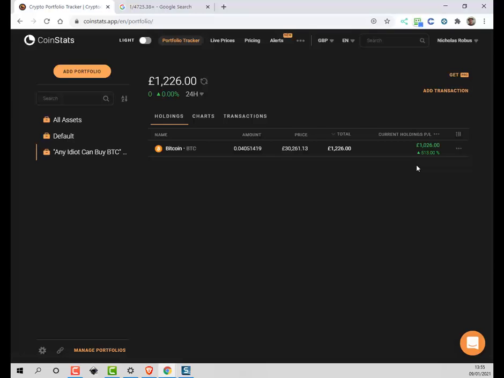So what I'm going to do is go all the way up to the 31st of December. I'm going to add all of those transactions in, and then we'll see what that investment would have been at the end of December this year. So I'm going to pause the video and add those transactions in, and then come back and we'll have a look at it.